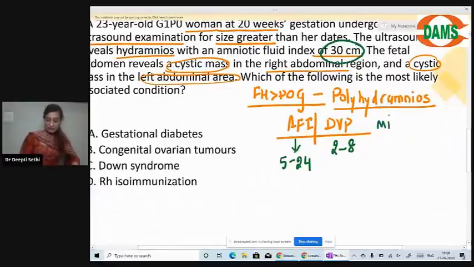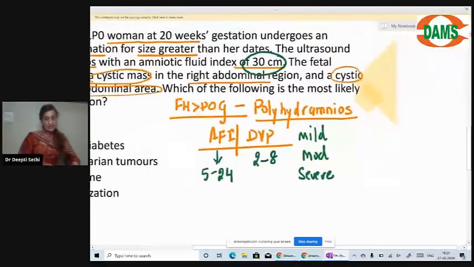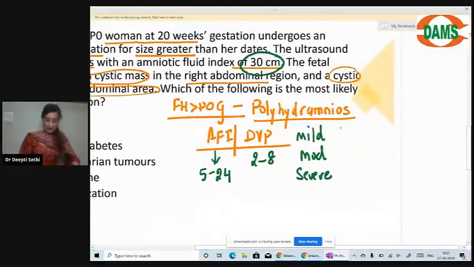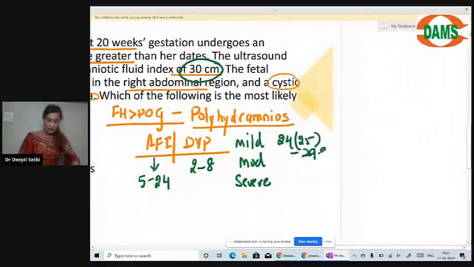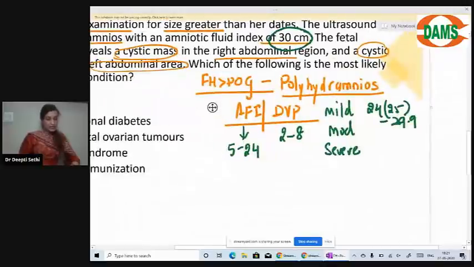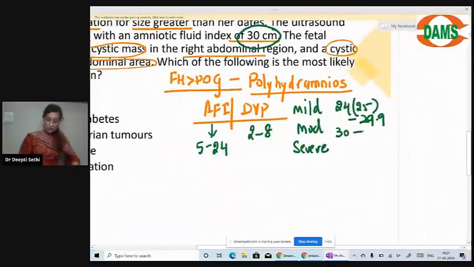If we divide polyhydramnios into mild, moderate, and severe, this is how we categorize. From 24, and some textbooks say from 29, so from 24 to 29.9 is what we take as mild polyhydramnios, right? And for moderate, we would say it is between 30 to 34.9. And severe would be if it is more than or equal to 35. So this patient falls into the category of moderate polyhydramnios.